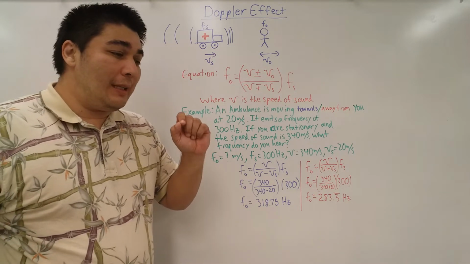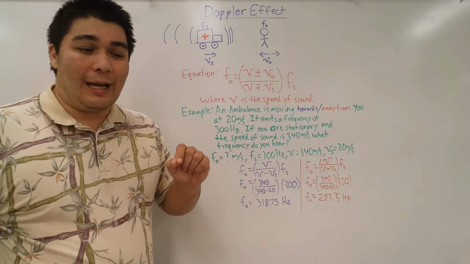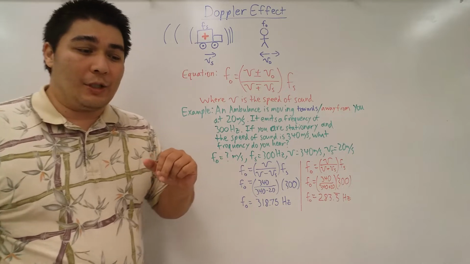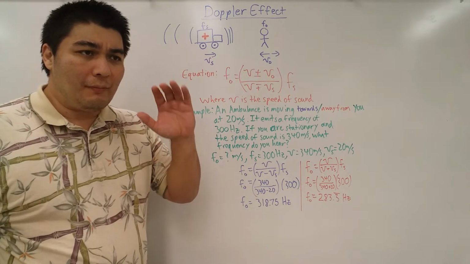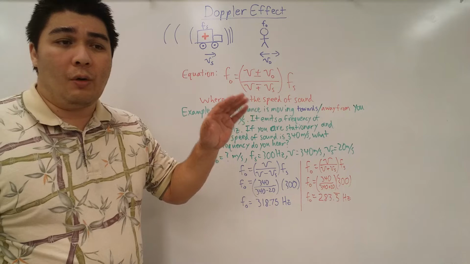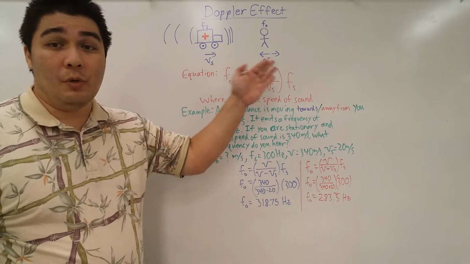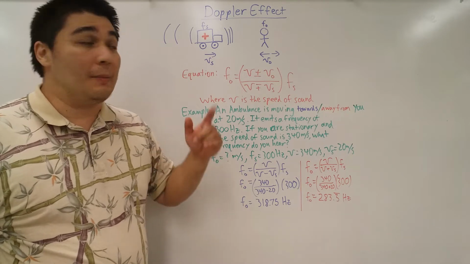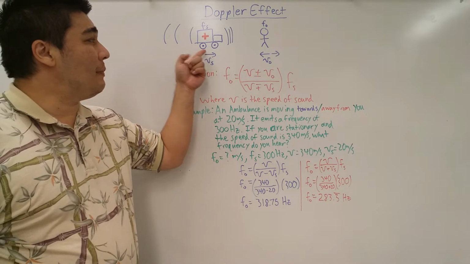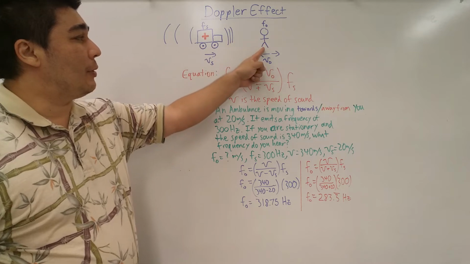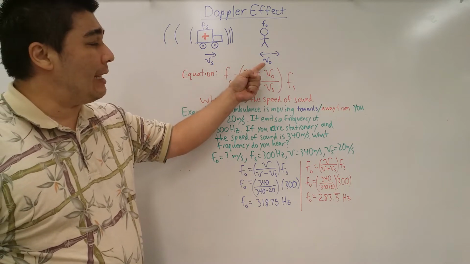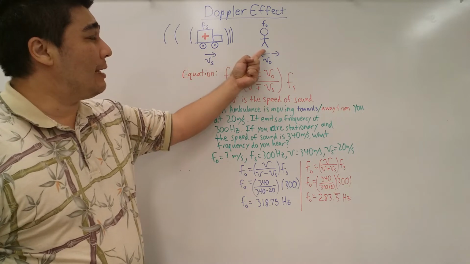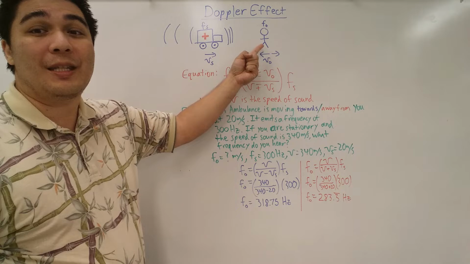So the Doppler effect works like this. You've got a source of sound, in this case the ambulance, and you have the source move, or you have the observer move, towards or away from each other. In this example, the ambulance is moving this way, and the person is stationary. The ambulance will henceforth be known as the source, and the person as the observer.